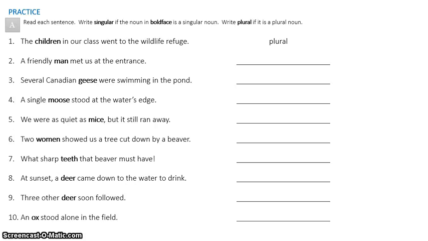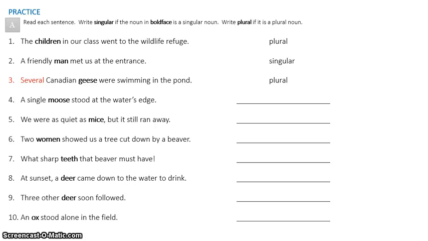All right, now that you're back, it says number 2, a friendly man met us at the entrance. Well, man is definitely one, so it is a singular noun. All right, number 3, this is one of those tricky ones, but I think it's pretty easy once you stick it in a sentence. Number 3 says several Canadian geese were swimming in the pond. Okay, one goose is singular, but this sentence says several. Well, we know that several is more than one, so it has to be plural geese.